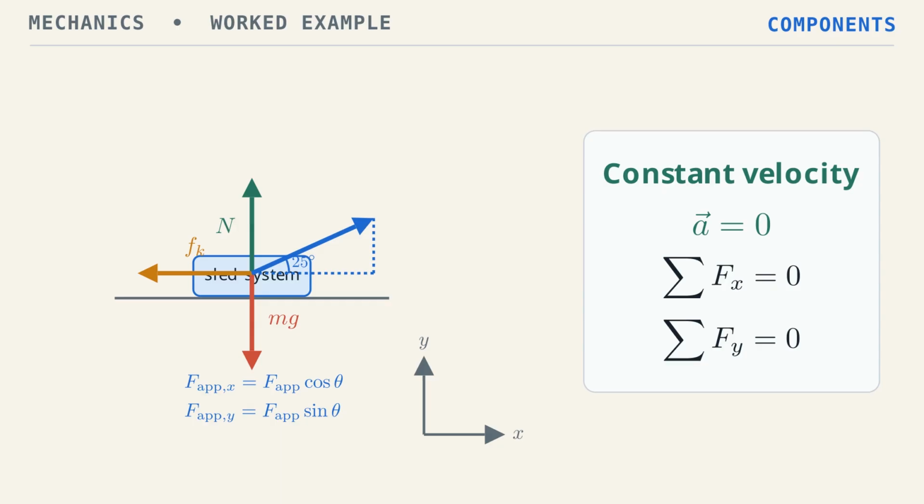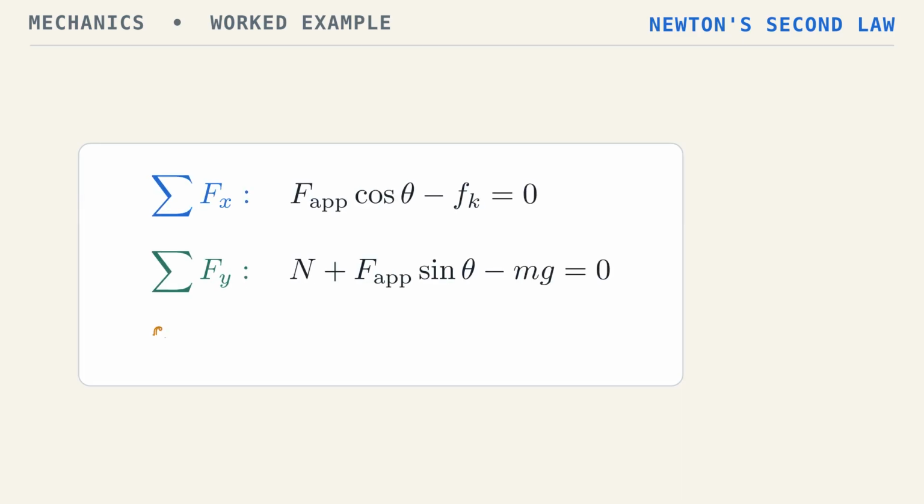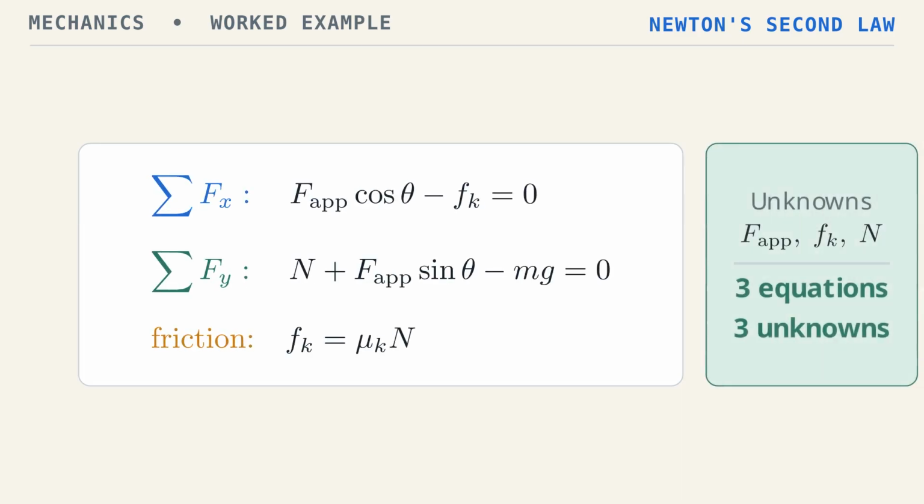Because acceleration is 0, Newton's second law becomes 2 force balance equations. In the horizontal direction, the applied component balances friction. In the vertical direction, the normal force and the upward applied component balance gravity. Friction supplies a third relationship. Kinetic friction equals mu k times the normal force. We now have 3 unknown forces and 3 equations, so the system can be solved.